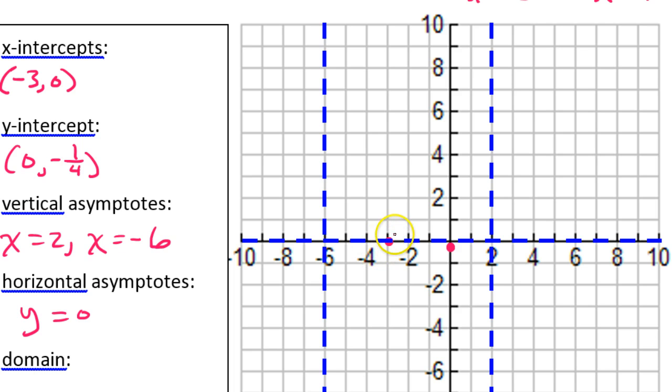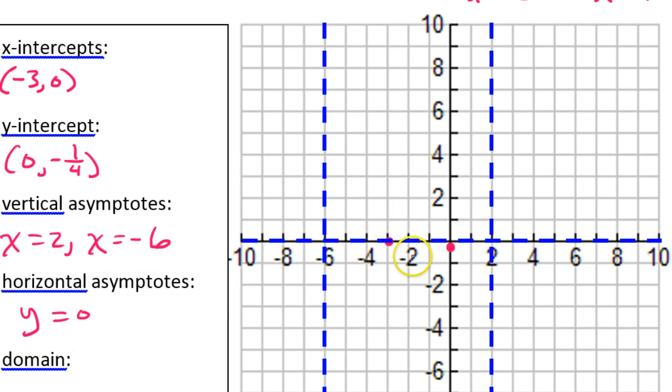Some students think that you cannot cross over the horizontal asymptote. That is false. So let me be clear. You can cross over the horizontal asymptote. The horizontal asymptote just represents the end behavior of the graph. In the middle, anything can happen. You can definitely cross over the horizontal asymptote.